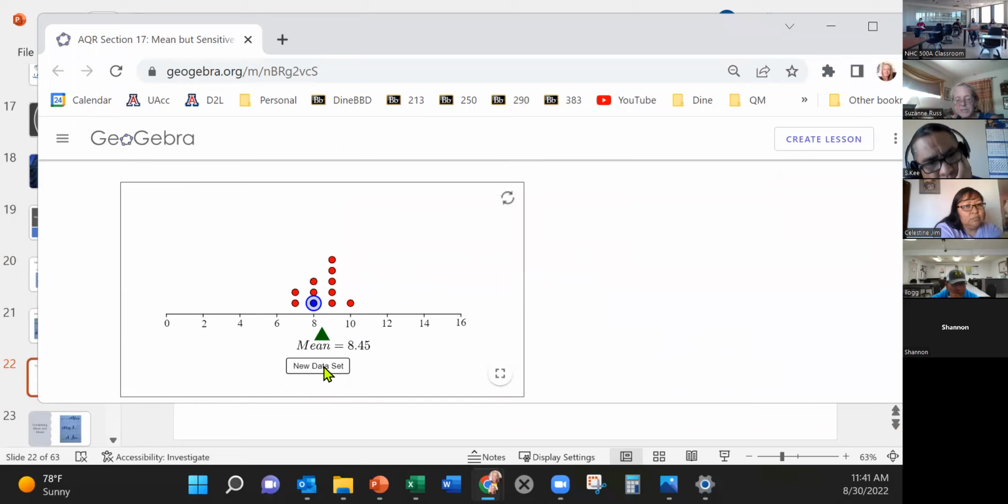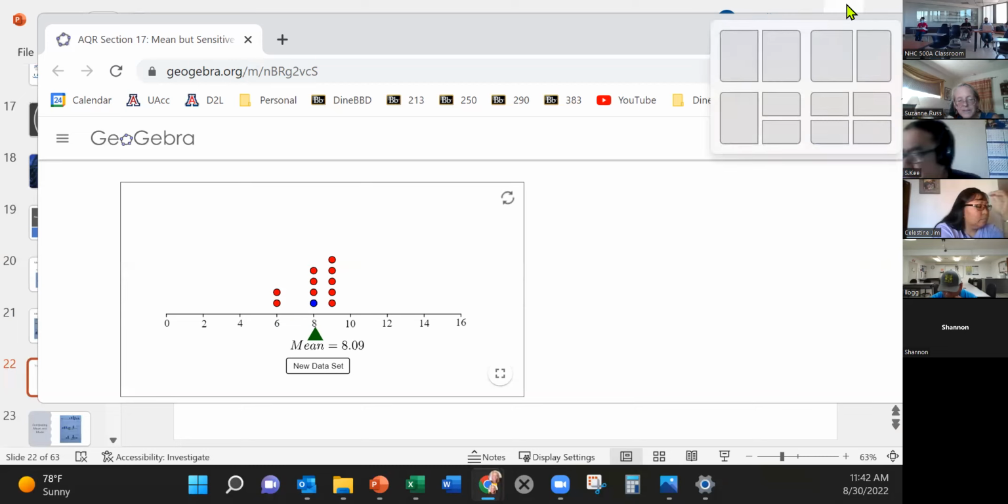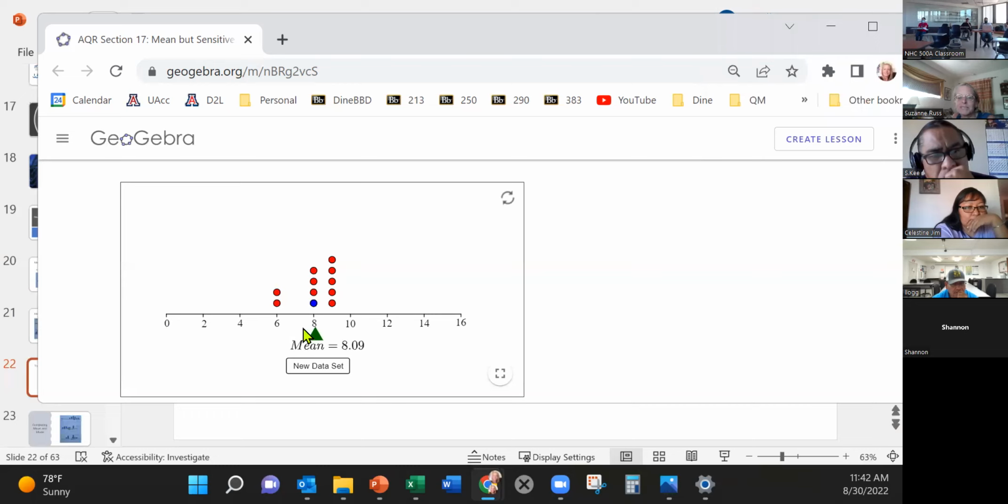Let's try one more distribution and just look at what happens. What is the mode of this data set? Anyone? 9. The mode is 9. What is the median? You can probably guess even without writing everything out. You can probably see the median, the number in the middle. Shannon, yeah, 8. And the mean is just above 8. So the mean is pretty decent in this case.